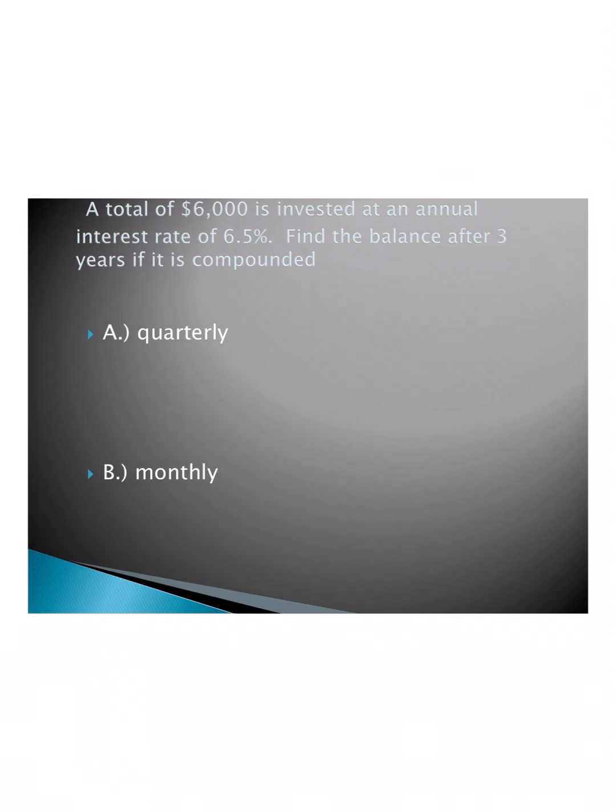For our next example, we're going to compare different types of compound accounts. We're going to compare quarterly with monthly. So let's identify our variables from the problem. We have a total of $6,000, so that's going to be your P value. The interest rate is 6.5%, so we know r is going to be 0.065. And you want to find the balance after 3 years, so that means t is going to be 3.